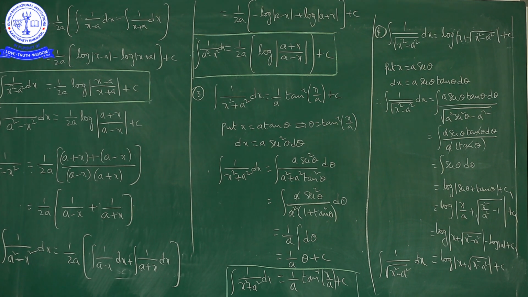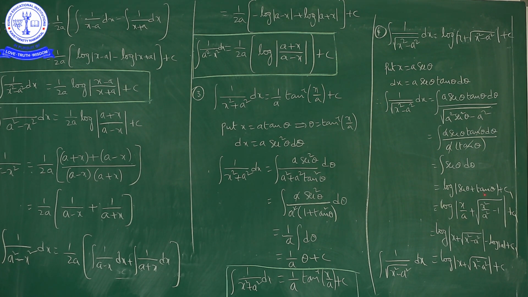Okay, what is the formula of integration of secant theta? Log mod secant theta plus tan theta. Okay, so what is this integration? Log mod secant theta plus tan theta plus some constant. I will write that constant as C1. Okay. Now, what is secant theta here? Secant theta is x by a. So, log mod x by a plus tan theta.